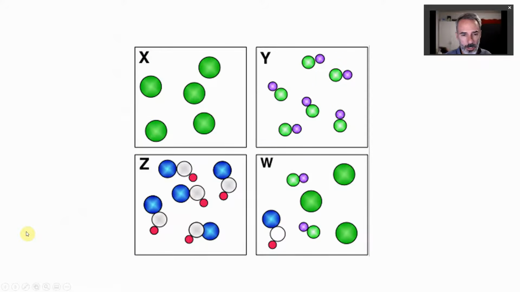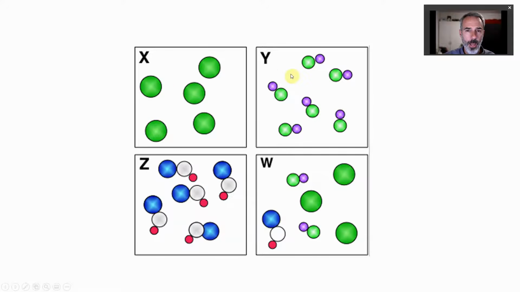All right, so I want you to look at these diagrams here. If you were going to look at X, would you say X is definitely pure? Would you agree? But is X representing an element or a compound? Well, if you said element, you're absolutely right. I'm assuming these are all the same atoms. Maybe they're copper atoms or something like that.